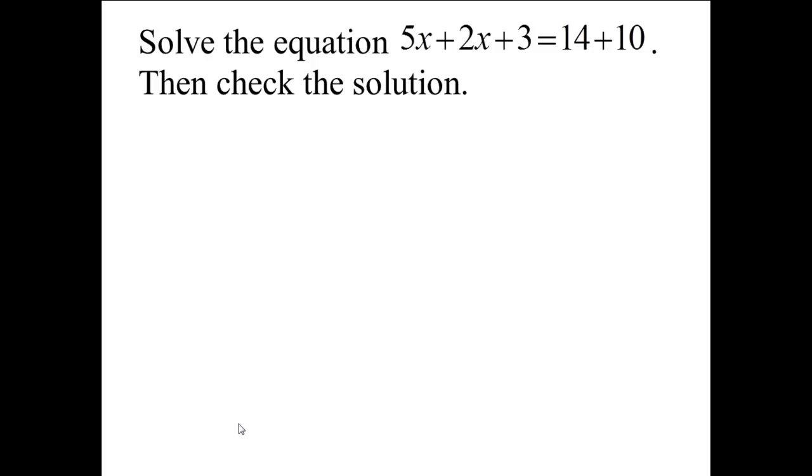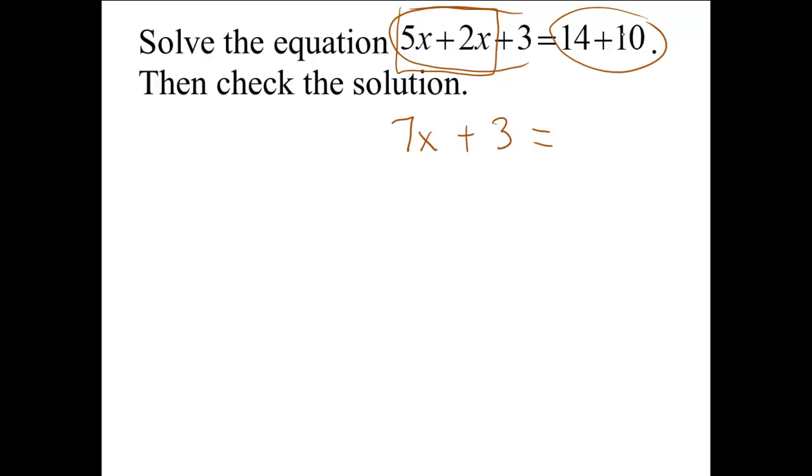Solve the equation 5x plus 2x plus 3 equals 14 plus 10. Then check the solution. In this particular case, on the left side of the equal sign over here, we have like terms, 5x plus 2x. And 5x plus 2x is 7x. So we have 7x plus 3 equals, on the right side of the equation there are two like terms. 14 plus 10 is 24.